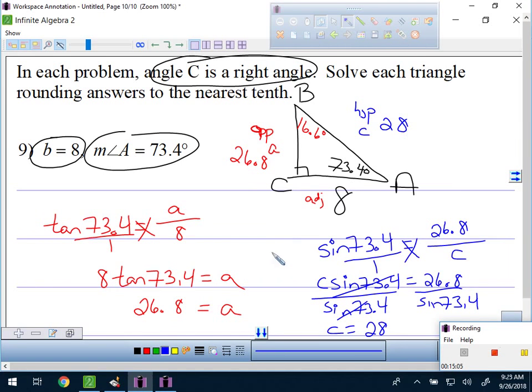Again, you might not have to waste all that time to solve that. You might get it right on the first one, just pick that answer and you're good to go. But that's number 9, just drawing the triangle and doing it the same way you've been doing. All right, moving on, number 10.